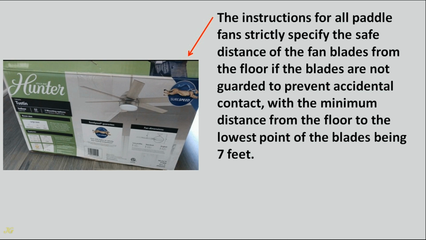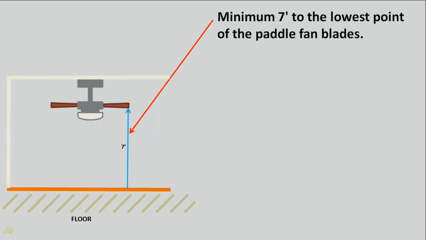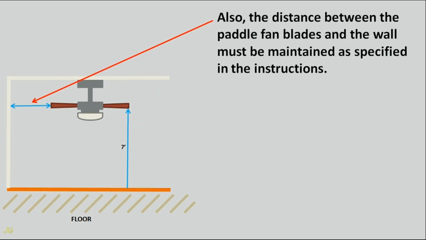The instructions for all paddle fans strictly specify the safe distance of the fan blades from the floor if the blades are not guarded to prevent accidental contact, with the minimum distance from the floor to the lowest point of the blades being 7 feet. Article 422.18 B of the 2023 NEC specifies clearances for a paddle fan installed in bathrooms only. Minimum 7 feet to the lowest point of the paddle fan blades. Also, the distance between the paddle fan blades and the wall must be maintained as specified in the instructions.